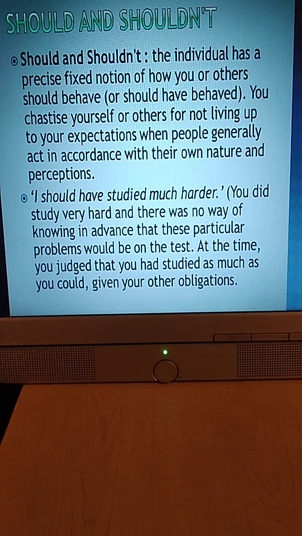Maybe the person studied very hard, like they spent their entire Sunday from 9 o'clock in the morning until 11 o'clock at night studying. So that is studying very hard, but not studying for days. And sometimes that's required when you're trying to learn and remember what's being said in the literature. So you did study very hard, and there was no way of knowing in advance that this particular test had certain problems on it. That's just basically the concept.